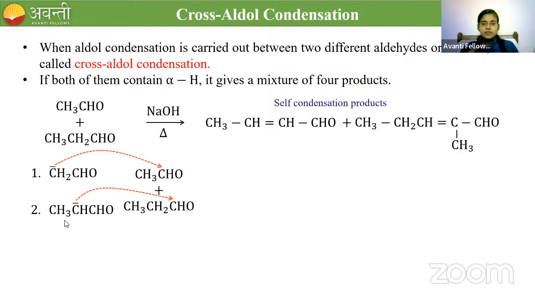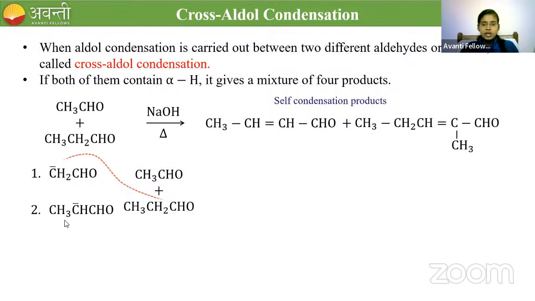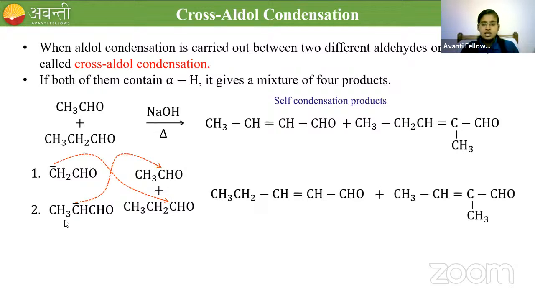Now the third combination. The third combination is one ethanol and one propanol. You have to remove oxygen from one compound. For example, you can remove oxygen from ethanol and remove the alpha hydrogen from propanol. This will give rise to the third product. And if you remove the oxygen from propanol and hydrogen from ethanol, that will give you the fourth product. Since we are taking a different combination, it is called a cross condensation product.